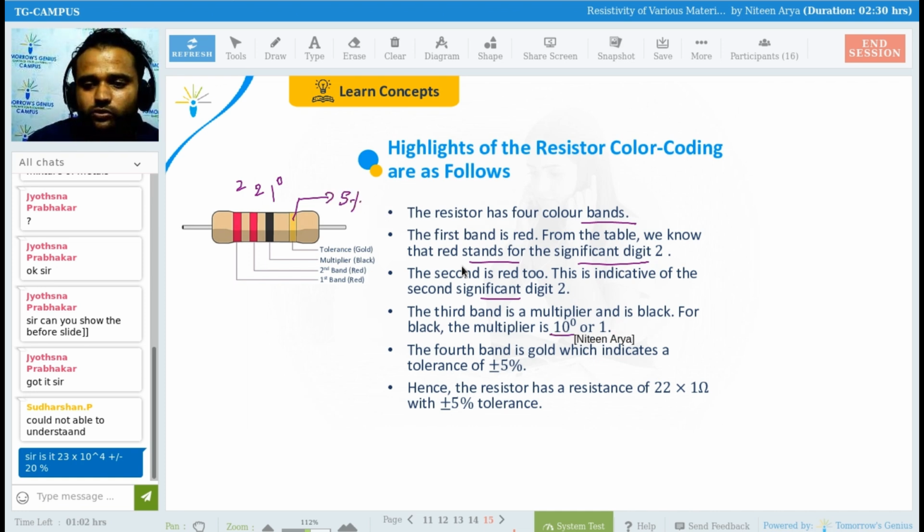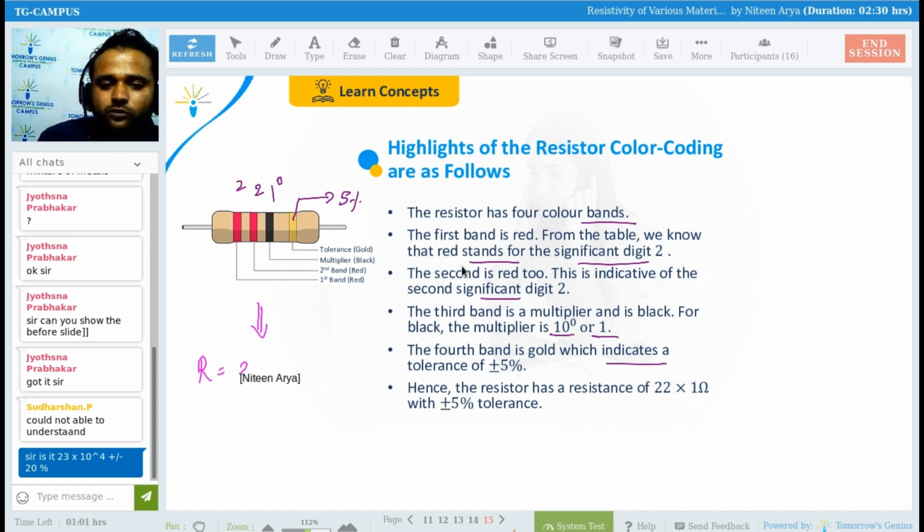So the third one is 0, so 10 to the power 0 is 1. The fourth band is gold, which indicates a tolerance of plus or minus 5%. Hence the resistor has a resistance of 22 into 1 ohm, plus or minus this much tolerance. So the resistance of this is nothing but 22, because of the first color, then 2 because of this, then 10 to the power 0, plus or minus 5%.